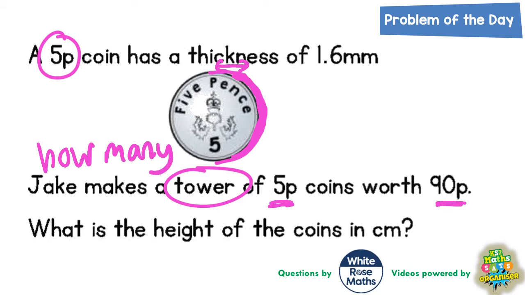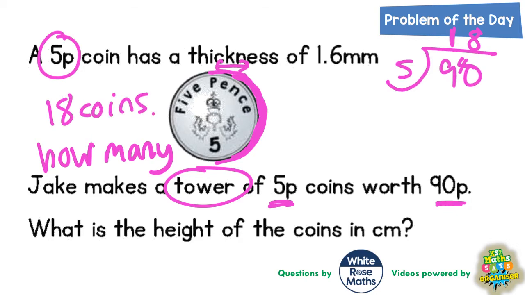So how many 5s go into 90? Well, 5 into 9 goes once, that's 5, with 4 left over. Carry the 4 to make 40, and 5 into 40 goes 8 times. So she must actually be using 18 coins.